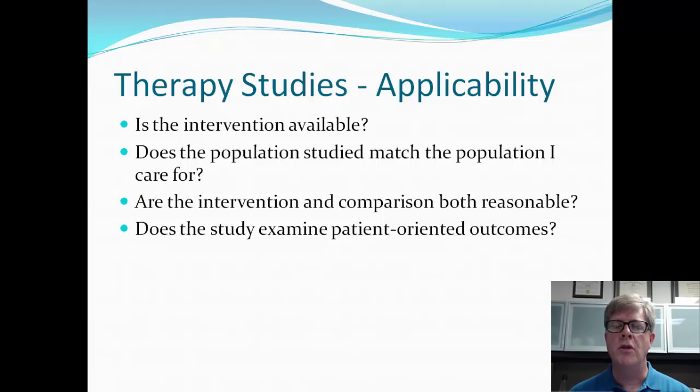So really look at the patients, make sure they're the same sort of patients that you would apply this study to, and make sure the interventions and the comparators make this a fair study. And then finally, does the study examine patient-oriented outcomes? Patient-oriented outcomes are things that patients would care about: morbidity, mortality, quality of life outcomes, cost, hospitalization rates, functional scales, ability to get up and walk around and do the things that patients need to do, activities of daily living, these type of things.